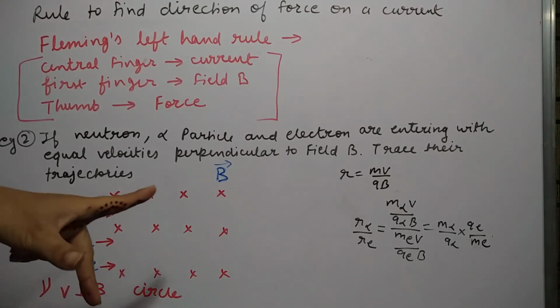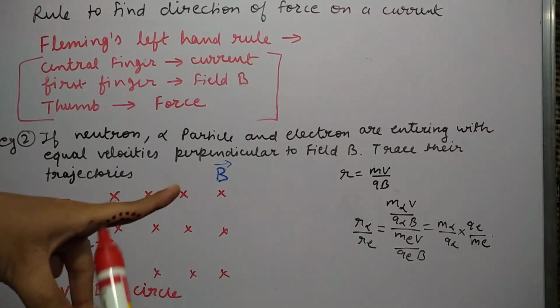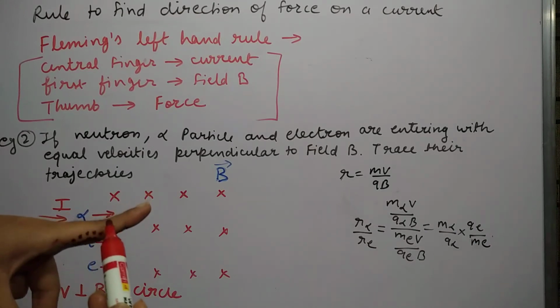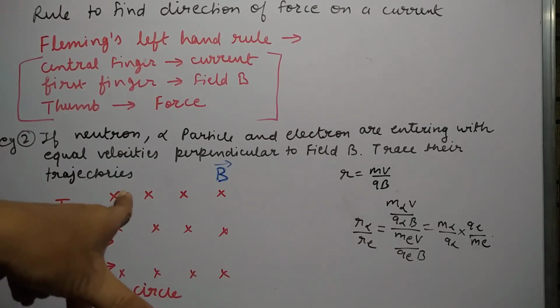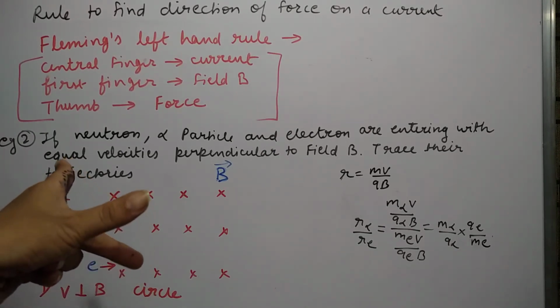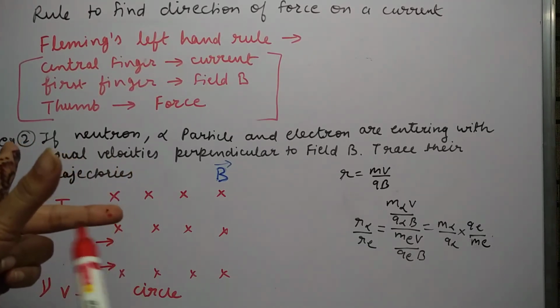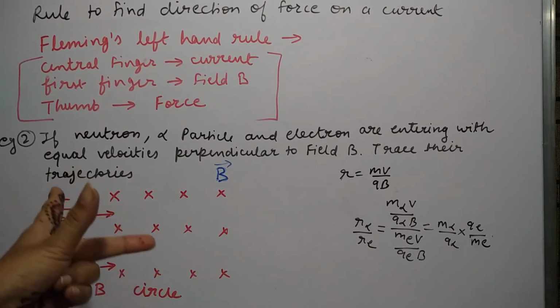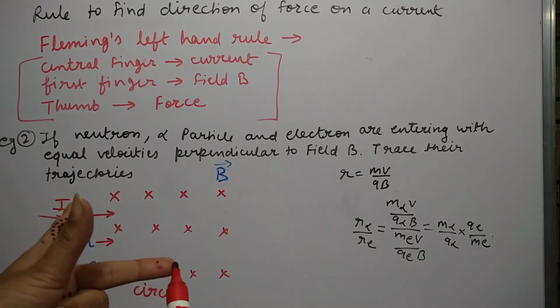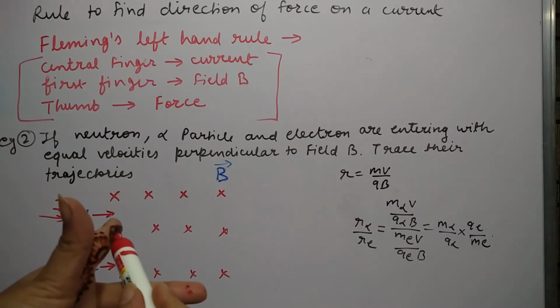So what you need to do, you have to use your left hand. First finger is field. Field is normally inwards. So turn your first finger normally inwards. Then you turn your hand in such a manner that this central finger should be in the current direction. So you see current direction is this. Then this is the forefinger, means first finger, in the board.